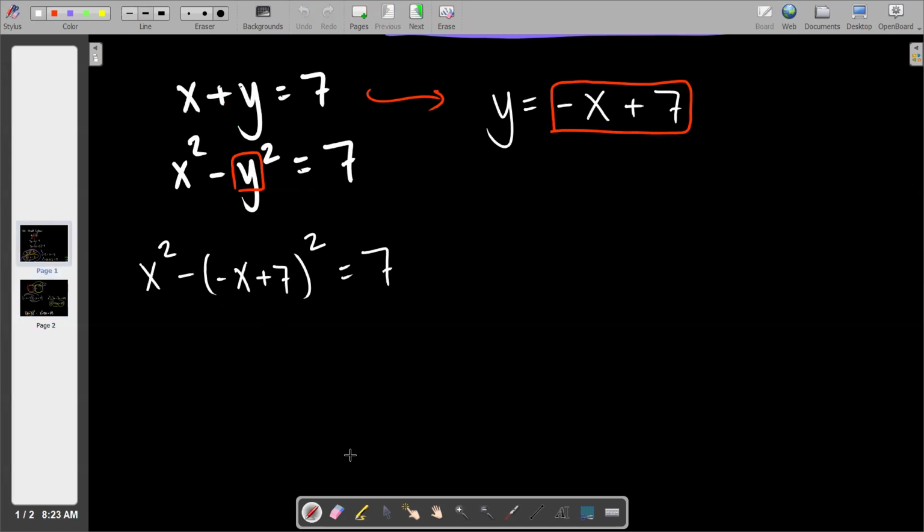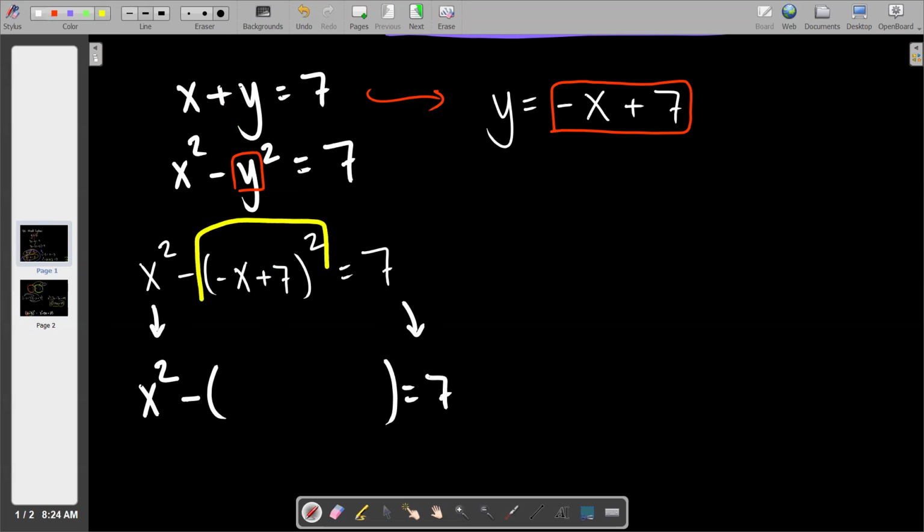So we find ourselves now in the same predicament where we have to do square, square, multiply, double. So we know that we can copy down this x squared. And we know we can copy down this equals 7. And we know we can copy down this minus sign. But what we need is the answer to the math problem in the yellow box. And we just practiced that like 6 times. Perfect. X squared, because negative x, when you square it, becomes positive x squared. There's a 49 that's plus at the back. And there's a minus 14x in the middle.